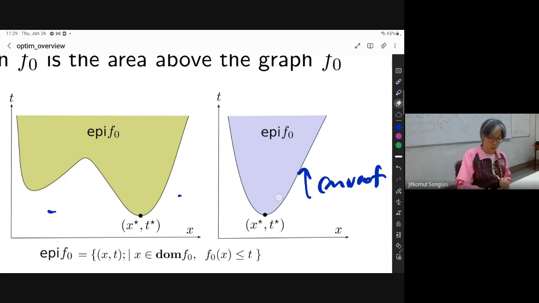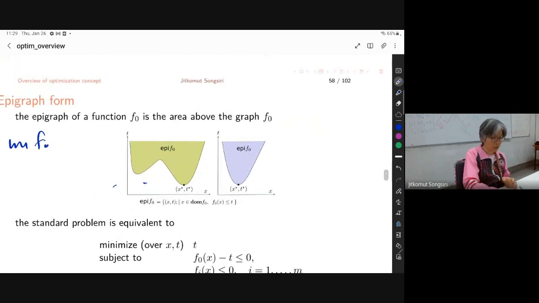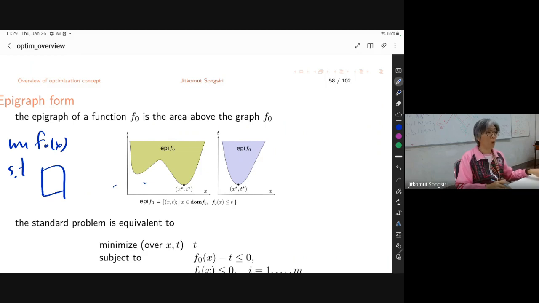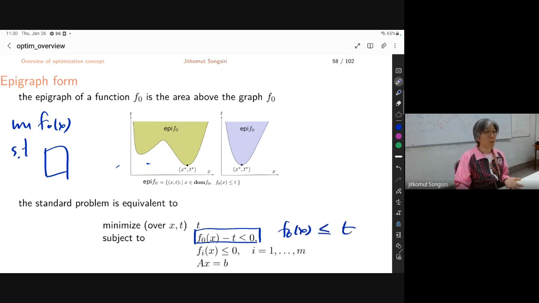Now, this is the trick that we have been using a lot. When you have a minimization of f naught subject to some constraints, we can transform it to an epigraph form by recognizing that if you introduce this t as an upper bound of f naught, and then you try to minimize t, but your problem now is minimization over x and t, that's going to lead to the same solution.